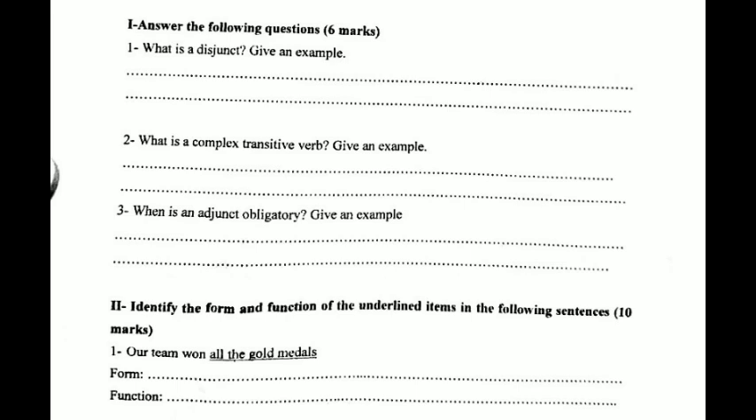So now let's move to some theoretical questions from exams. So we have, what is a disjunct? Give an example. So a disjunct is a type of adverbs and we use it so as to give information, to state information or to state an opinion or to state a prediction.